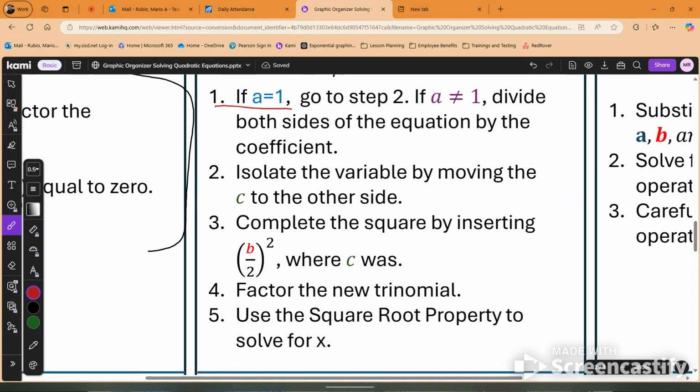Number 1, if a is equal to 1, then you go to step 2. If a is not equal to 1, then you have to divide both sides of the equation by the coefficient. Then you isolate the variable by moving the c to the other side. Number 3 is what I showed you up there. You complete the square by inserting b divided by 2 quantity squared, so the whole thing squared where c was. Then you're going to factor the new trinomial. This part is the same as factoring. Factor the new trinomial, and then use the square root property to solve for x. Those are the steps to complete the square.